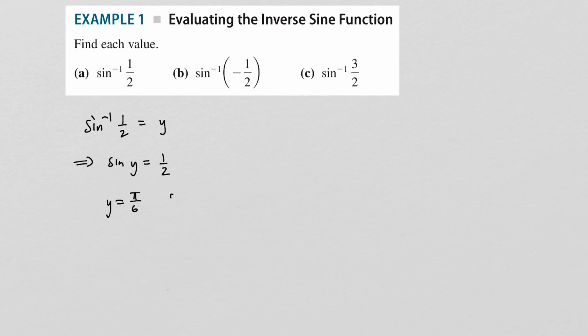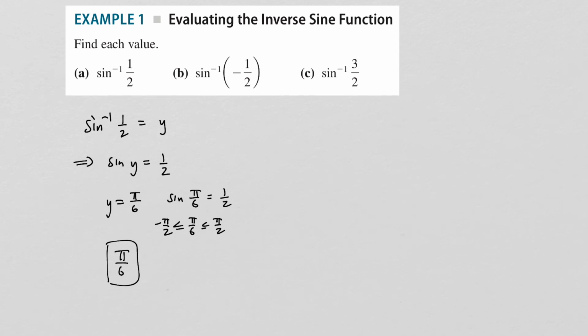So in other words, we know that sine of pi over 6 is 1/2. We also know that pi over 6 is a value in between negative pi over 2 and positive pi over 2. Therefore, the inverse sine of 1/2 would simply be pi over 6.